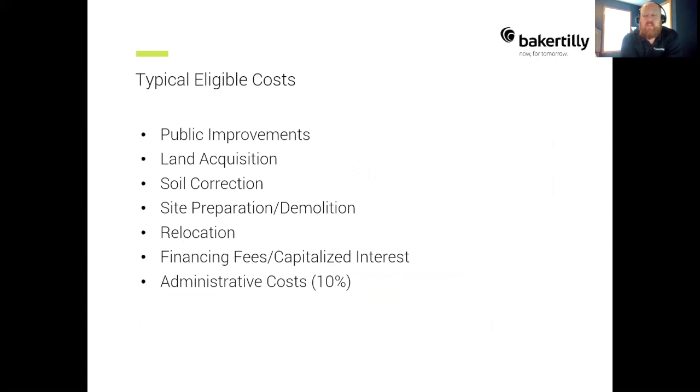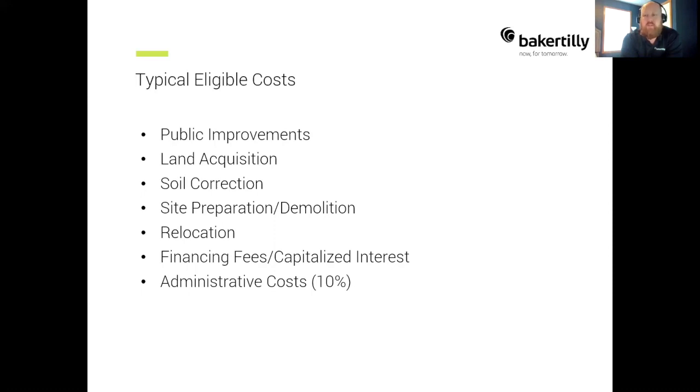And then the city's able to retain up to 10% of the revenue for the administrative costs associated with maintaining and managing the district over its lifetime. So mostly when we talk about these eligible improvements, they're what we refer to as, quote unquote, grounded down type improvements. And these are defined and limited by statute.